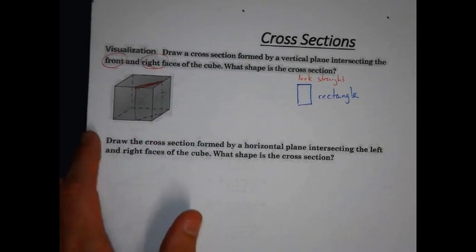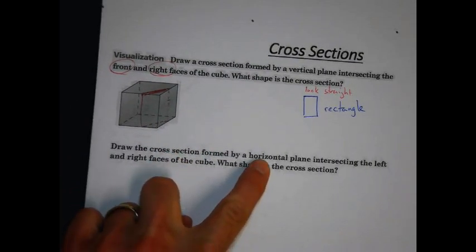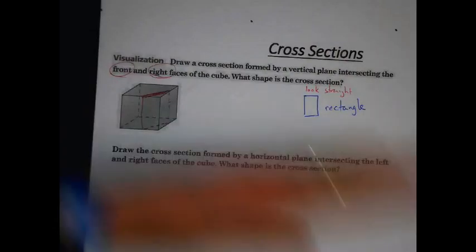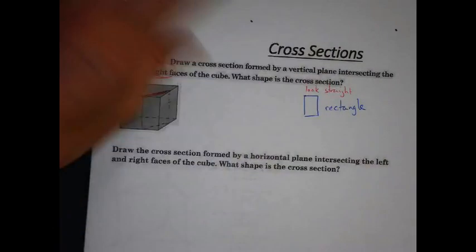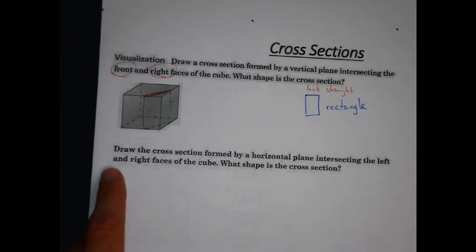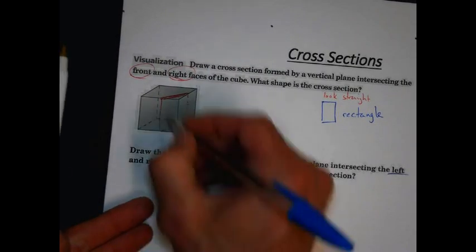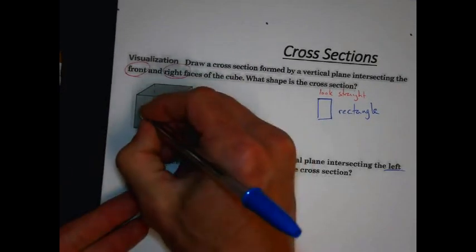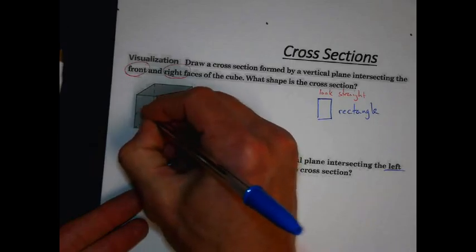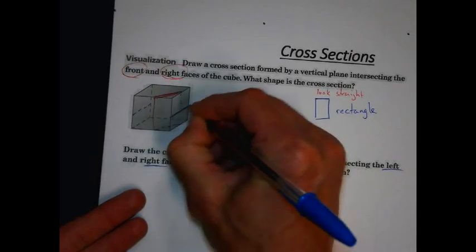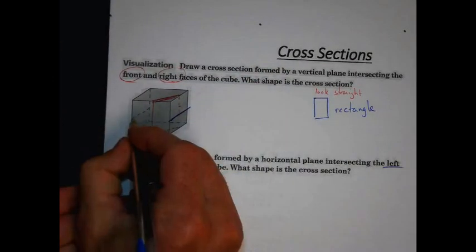And then here's another question. We're going to draw another cross section, but this time a horizontal plane intersecting the left face and the right face of the cube. So we're going to look at the left face and the right face. And it's a horizontal cut. So imagine a horizontal cut going through the left face and the right face. Okay, so that's what's happening. The one in blue.